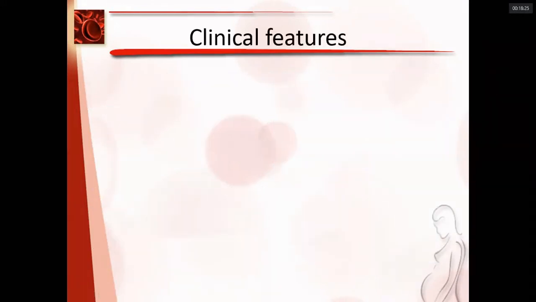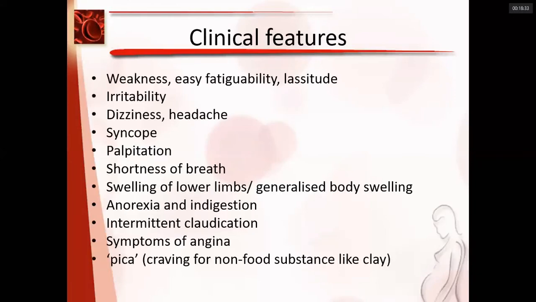So what are the clinical features that tell us that the patient has anemia during pregnancy? They may complain of excessive weakness, easy fatigability, or even laziness. They may be irritable. They may think that their headache and dizziness is just because of hormonal imbalance, while it may be due to anemia. Sometimes, if it is severe enough, they may have syncopal attacks.